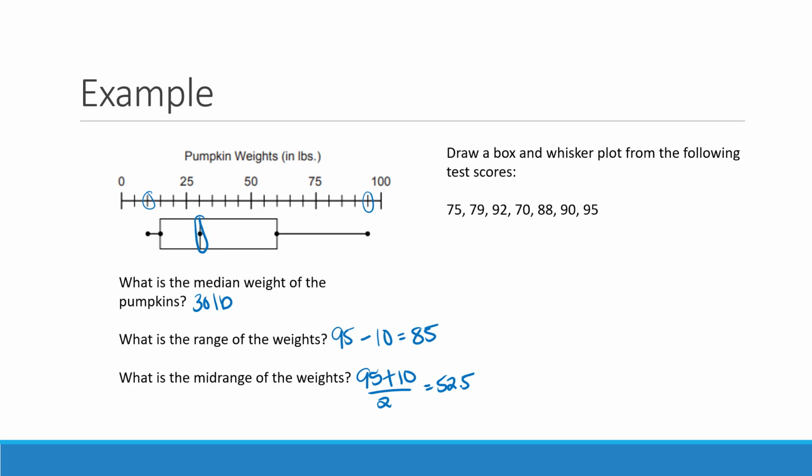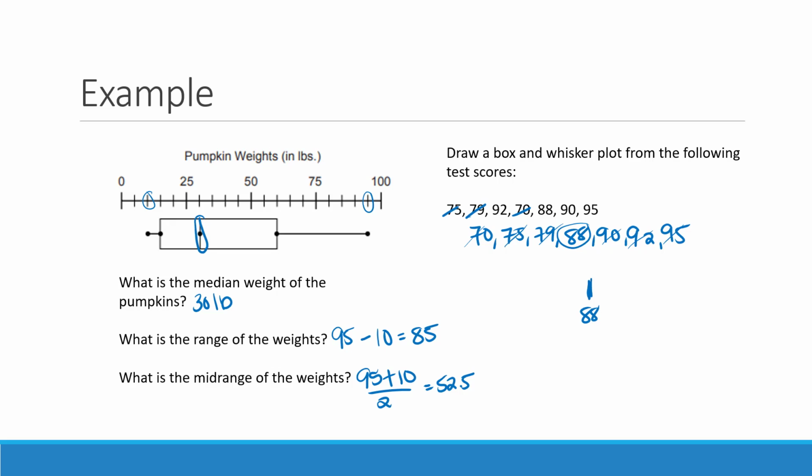This one's asking you to draw a box and whisker plot from the following. The very first thing I want to do is put them in order from least to greatest. So I'm going to say 70, 75, 79, then I've got an 88, a 90, a 92, and then a 95. I'm going to find the median first. I'm going to mark through these, try to find that guy that's in the middle. My median is going to be 88, so I know the inside of my box here is going to be 88.